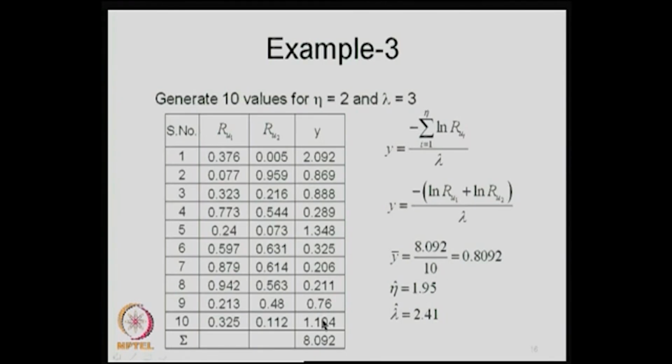You can generate 1000, 10,000, 20,000 values depending on the need. You can generate as many values as you want, and then you can finally check for the parameters. In this particular case, for these 10 values, the parameter eta cap estimated from the generated values comes to 1.95 and lambda cap comes to 2.41.